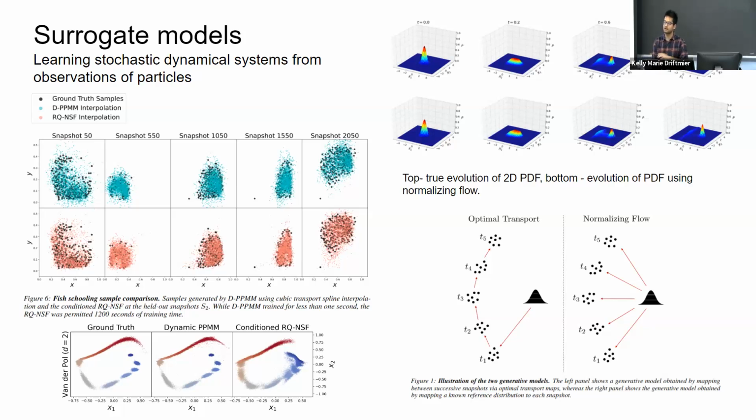Other things that we do with surrogate models relate to what I call closure, not in the sense of turbulence. How many people are familiar with turbulent closure modeling? So a couple of hands. Let me define the term closure a bit over here.